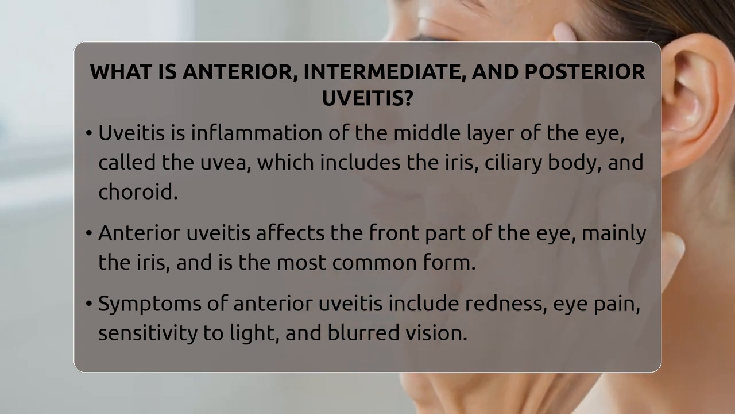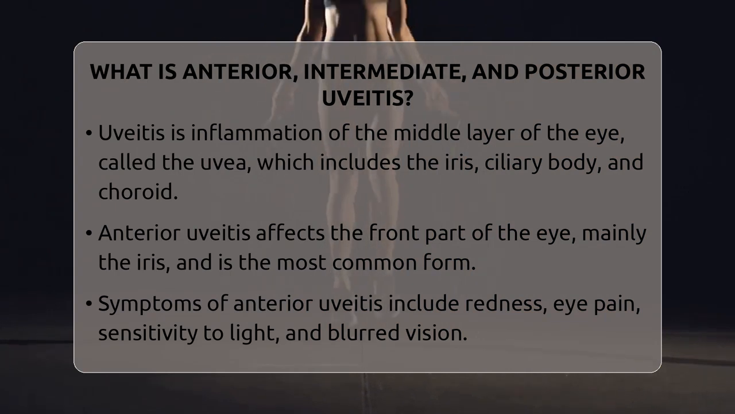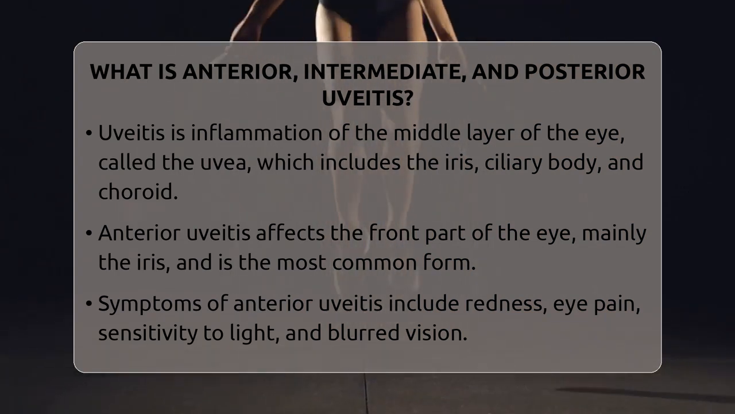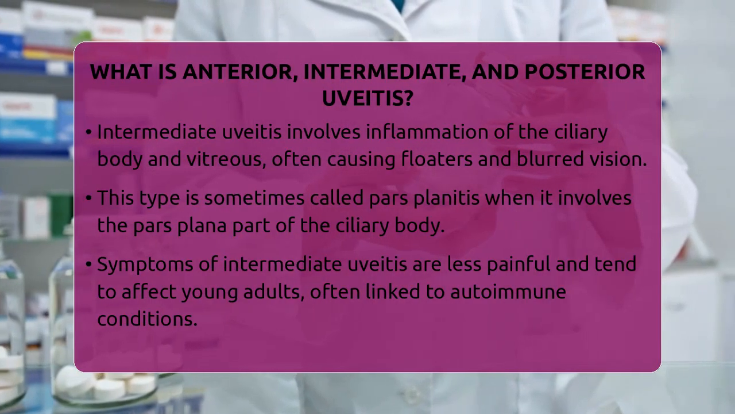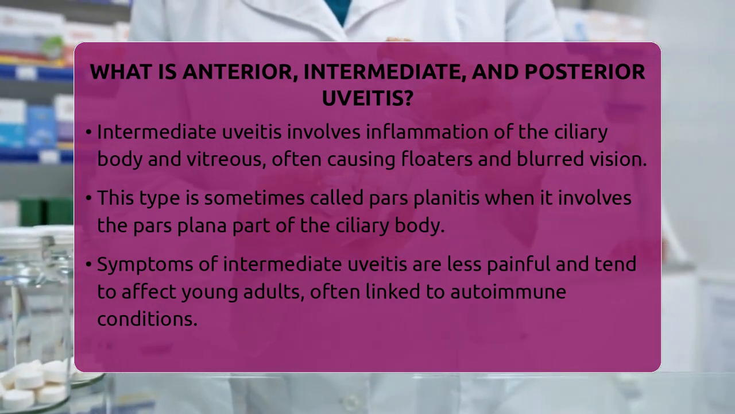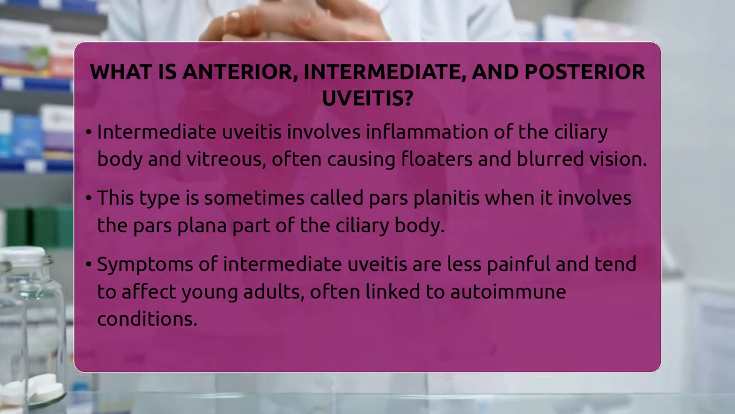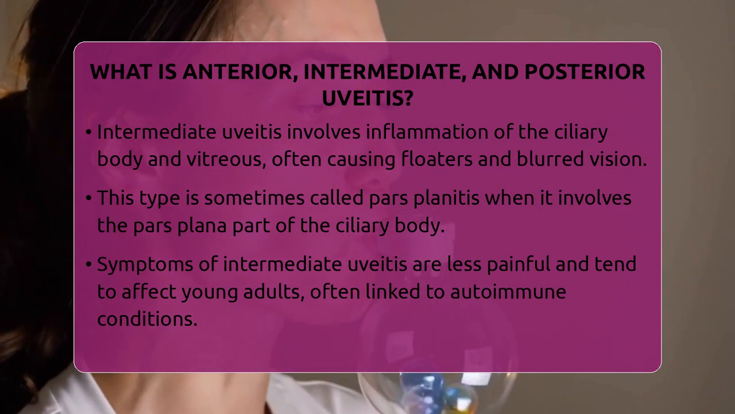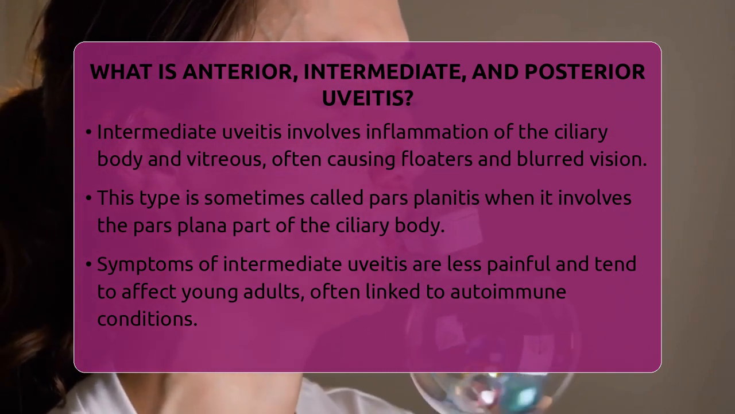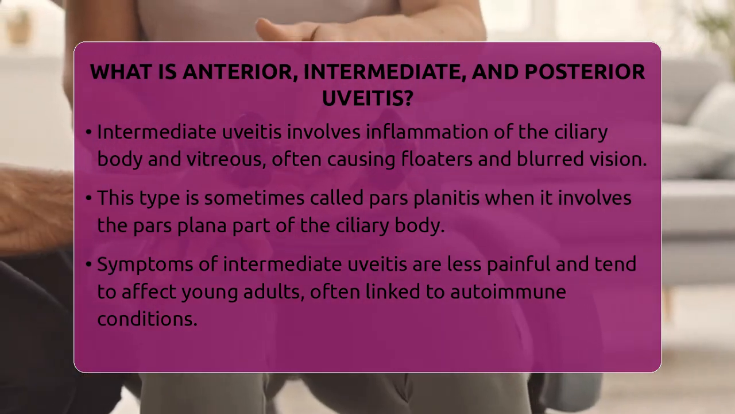People might experience redness, eye pain, sensitivity to light, and blurred vision. Anterior uveitis usually affects one eye but can sometimes involve both. It tends to be less severe than other types but still requires prompt treatment to prevent complications.